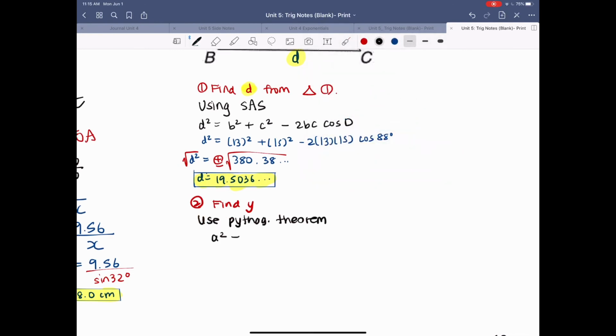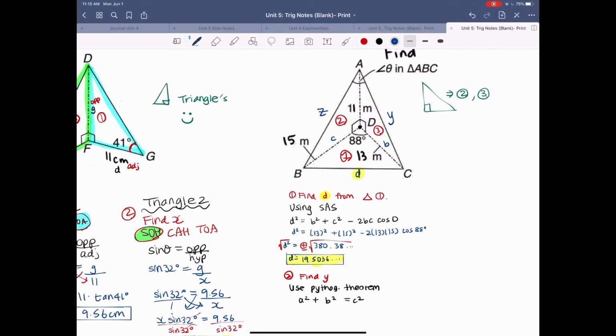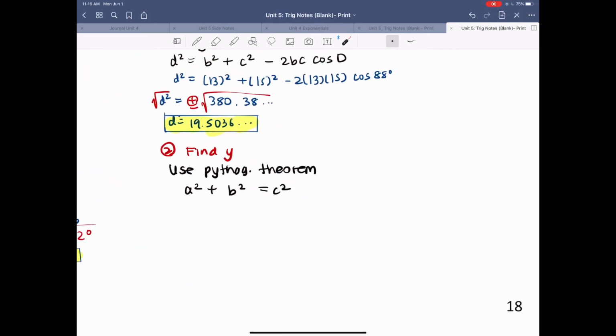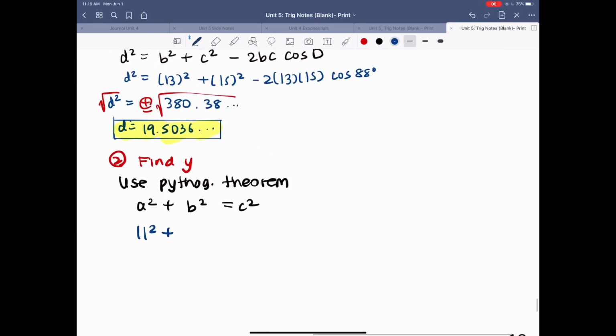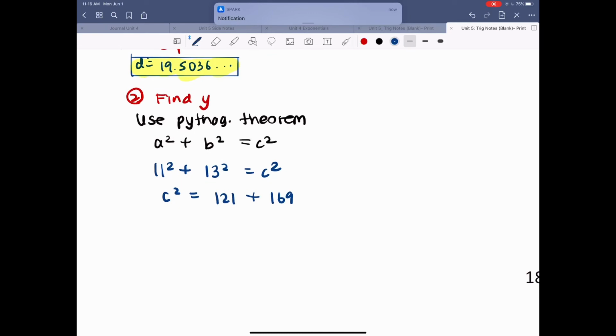The general formula for the Pythagorean theorem is a squared plus b squared equals c squared. For this part, I'm really solving for the hypotenuse, so I need to square these and add them up. I get 11 squared plus 13 squared equals c squared, so c squared equals 121 plus 169. So c squared is equal to 290.